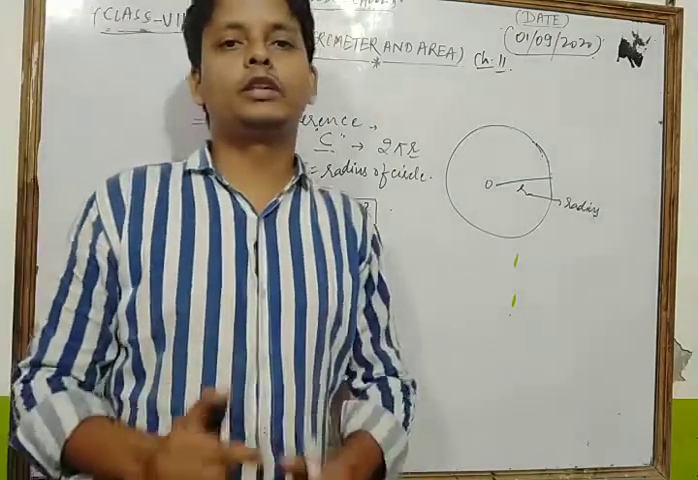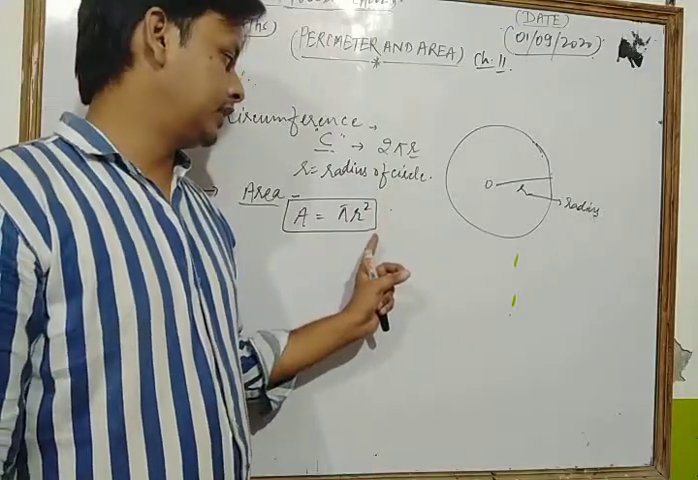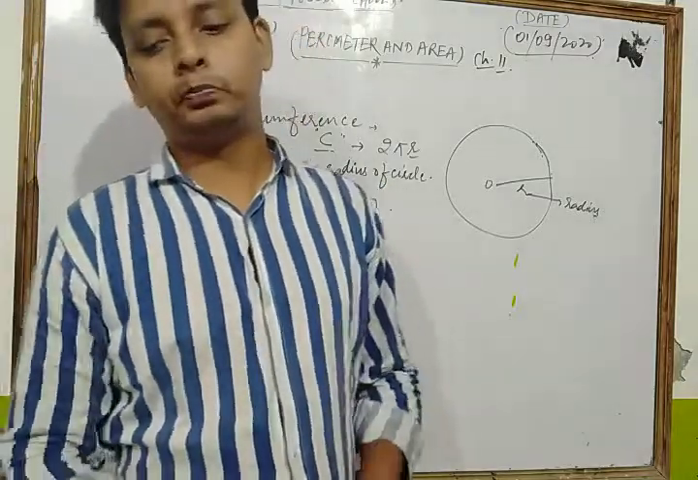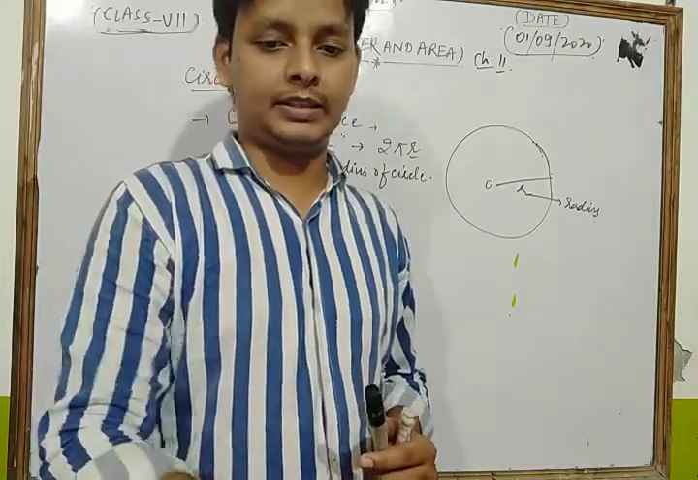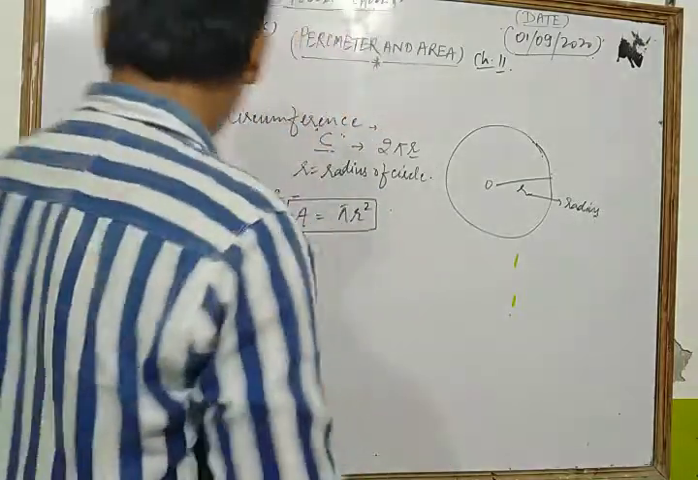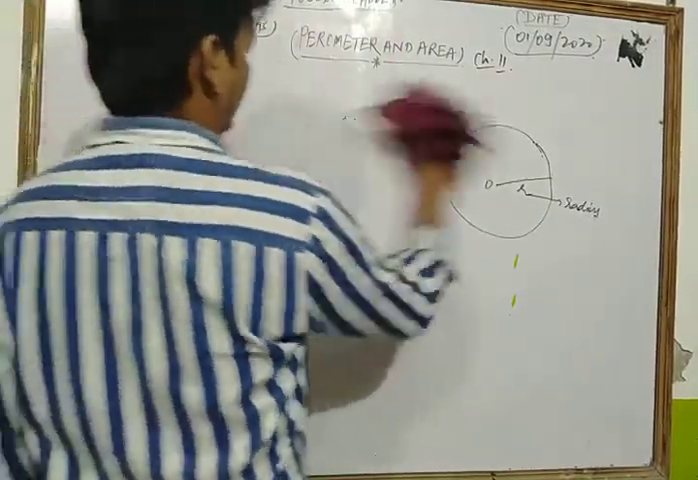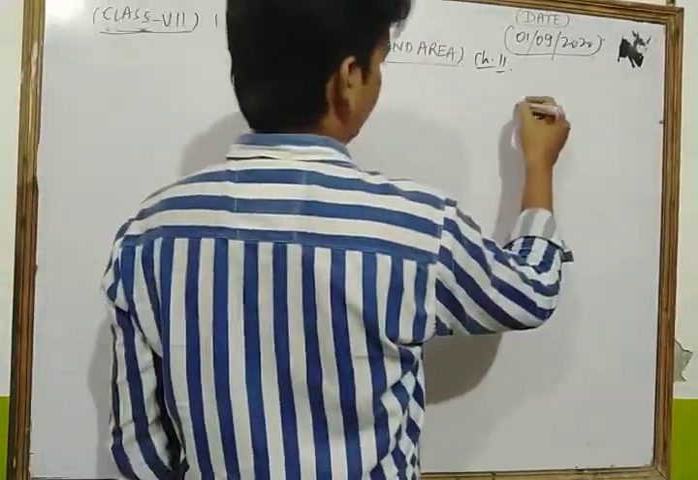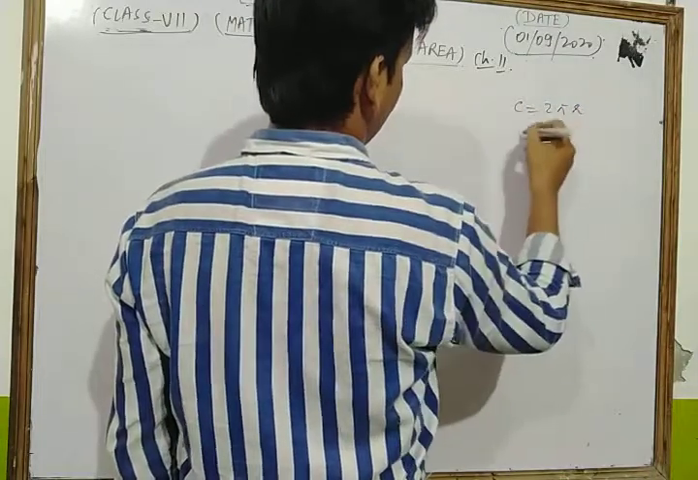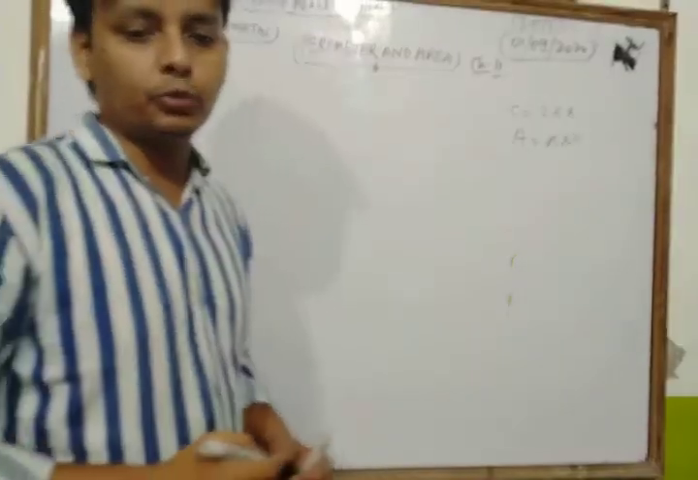Okay. So dear students, there are two important formulas related to circle. First one is circumference, second one is area of circle. Now we take and solve some questions of your NCERT exercise based on circle. Two important formulas are here: circumference is 2 pi r and area is pi r square. Now we take and solve some questions.